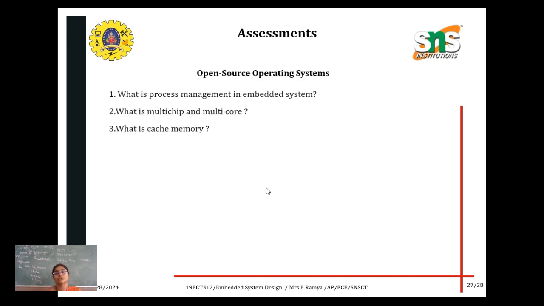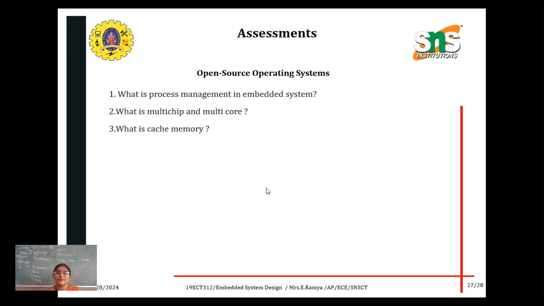Okay, so now it's time for assessment. So students, I hope you understand the basics of operating system management principles. So what is the process management in an embedded system? We have storage management, input output management, and memory management.